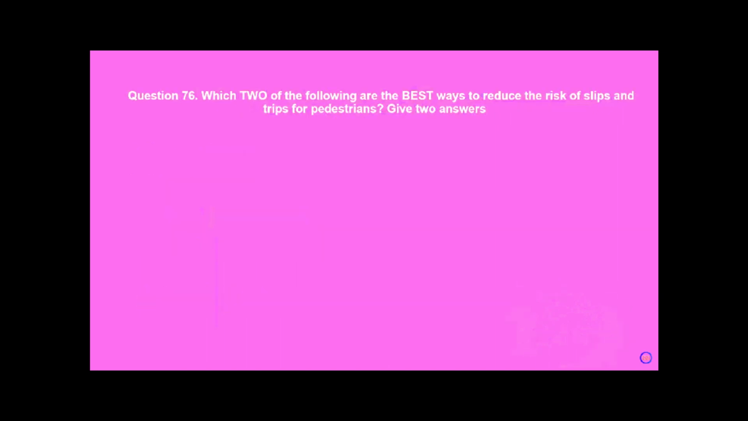Question 76. Which two of the following are the best ways to reduce the risk of slips and trips for pedestrians? Give two answers. A. Adequate heating. B. Adequate lighting. C. Audio messaging being played. D. Good housekeeping. E.